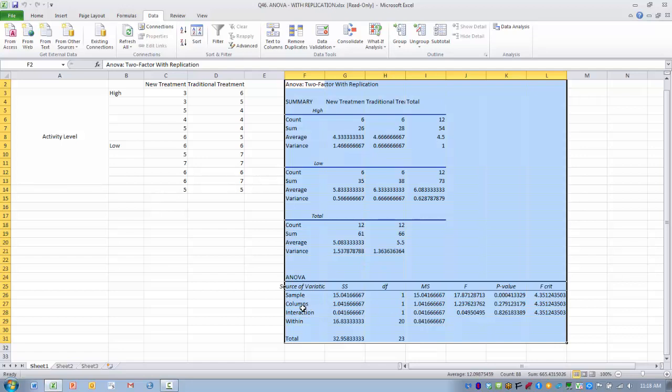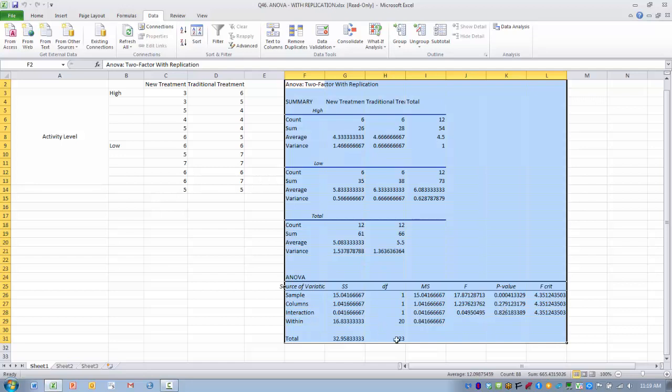Now we look at the columns, and again this is comparing new treatment to traditional treatment regardless of what their activity level may have been. And we can see the F-score is 1.23 and this p-value is greater than 0.05. So treatment by itself had no effect on depression level, again regardless of what the activity level was. So treatment by itself, regardless of activity level, had no effect.